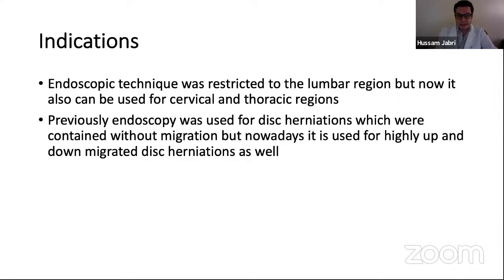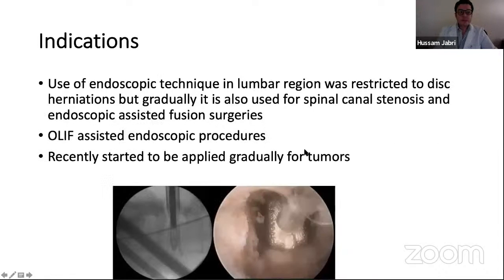Indications have been expanding. First, it was restricted to the lumbar region, but now it can be used in the cervical and thoracic regions. Previously, endoscopy was used only for disc herniation, but now it is used for all types of disc, with migration up and down. It is also used for spinal stenosis, and for endoscopic-assisted fusions, using it with open oblique lumbar interbody fusion, and it is also gradually being applied for tumors.